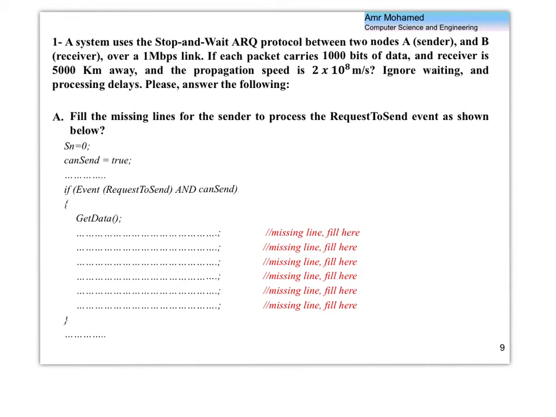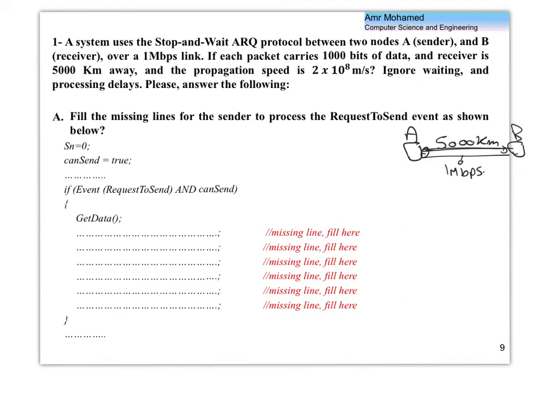So we have two nodes, A and B, over a 1 megabits per second link. Okay, so the bit rate here is 1 megabits per second. Each packet carries 1,000 bits of data, and we have A and we have B, and the link between them is 5,000 kilometers. Okay? And this link has a bit rate or a bandwidth of 1 megabits per second.